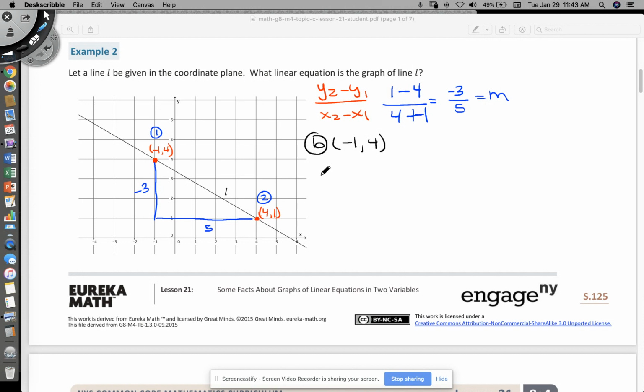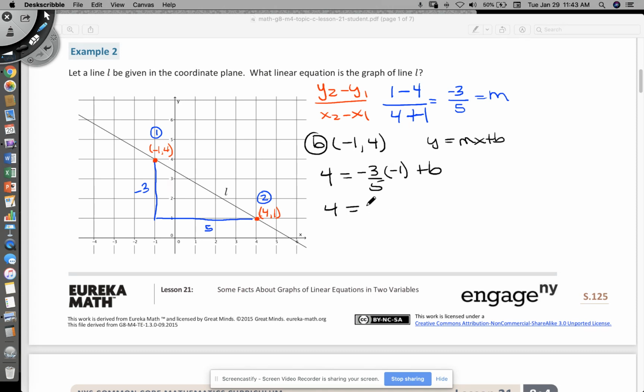My y is 4. And I'm going to put it into my slope, which is -3/5 times my x, which is -1. And I'm solving for B. So again, I used this format, the slope format, to solve for my B. So let's multiply this out.